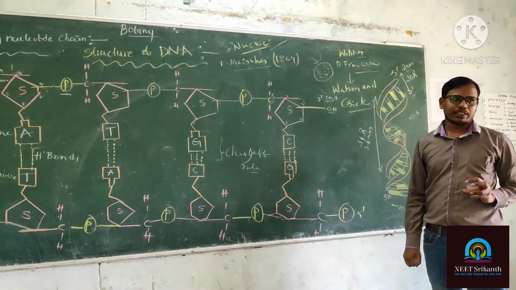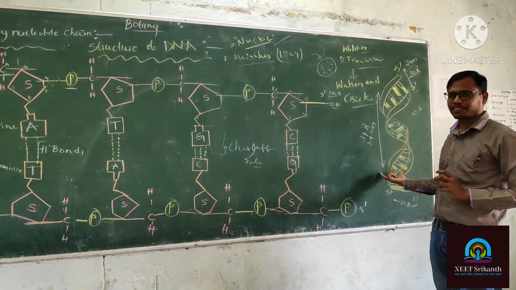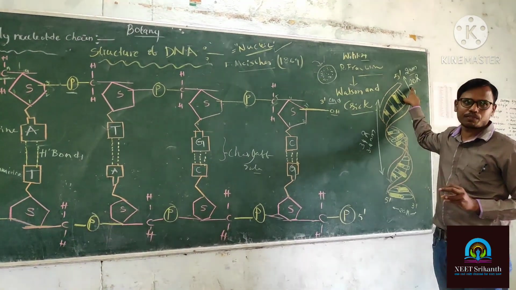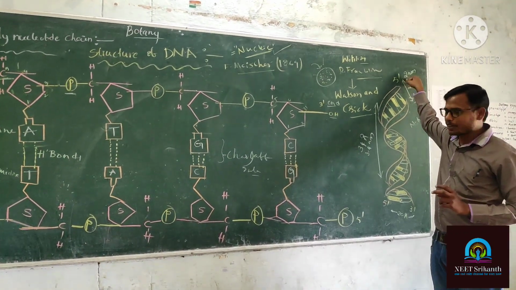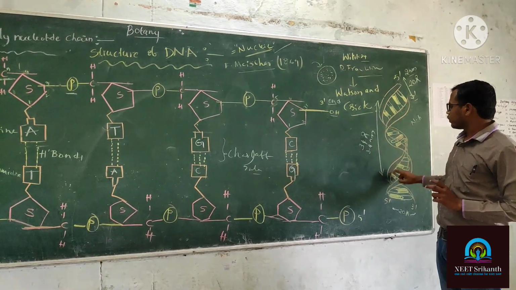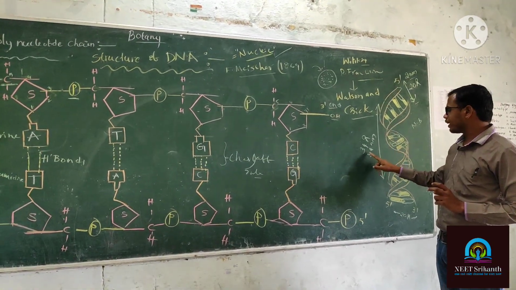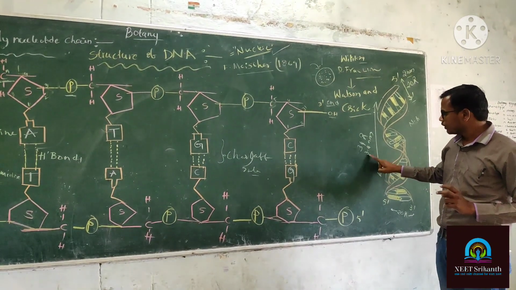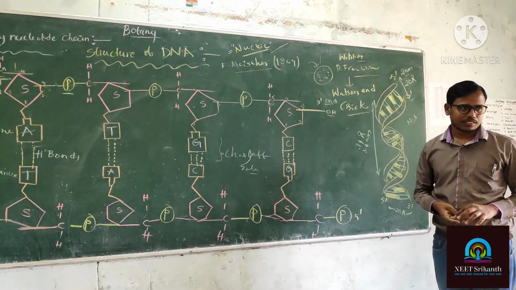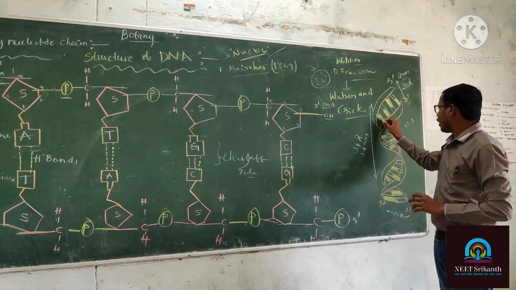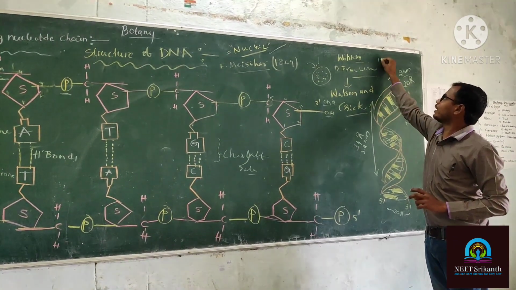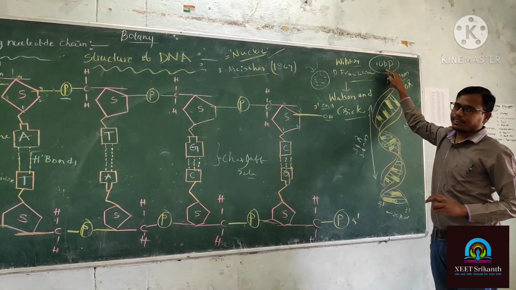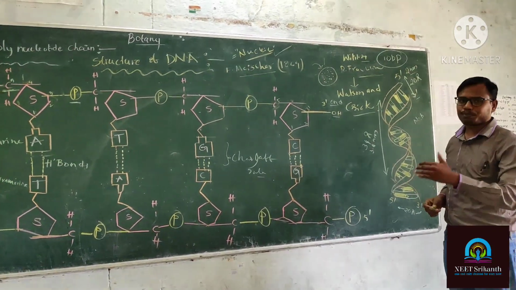3.4 nanometers. Do you understand the dimensions of the DNA? The distance between the two strands is 20 angstroms, or 2 nanometers. Between the two coils of the DNA, the length is 34 angstroms, or 3.4 nanometers. And each coil has nearly 10 base pairs.